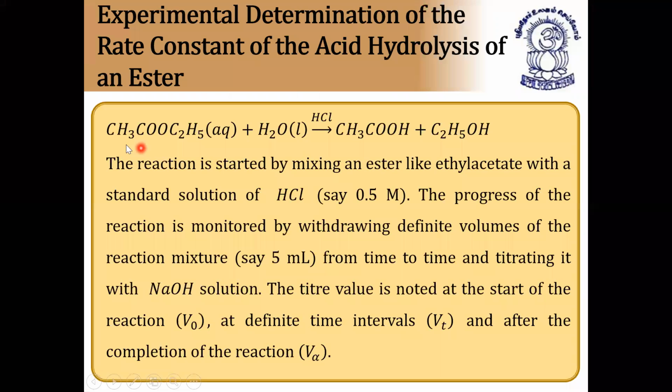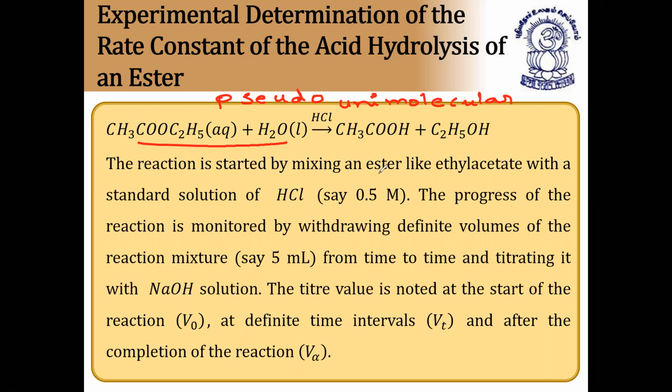Let us see now. You know an ester on hydrolysis forms acid plus alcohol. The reaction is started by mixing, and this is called a pseudo unimolecular reaction. These reactions are called what? Pseudo unimolecular reactions, where the molecularity is 2 and the order is 1. How the order is 1 for this reaction, we are going to demonstrate now. Hydrolysis of esters gives acid plus alcohol.